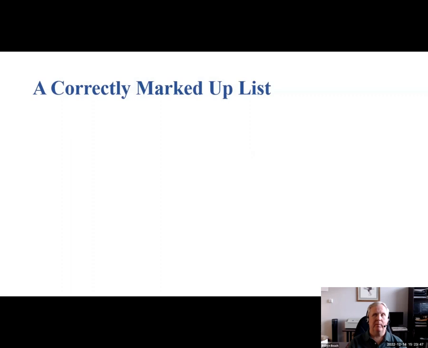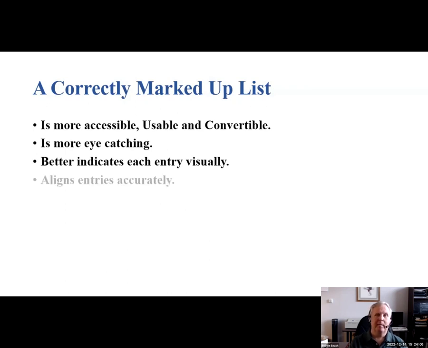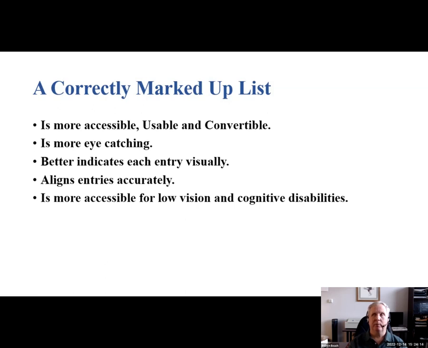A correctly marked up or structured list is more accessible, usable, and convertible to other formats. It is more eye-catching for your visual users. It better indicates each entry visually. It aligns entries accurately throughout the whole list. It is more accessible for low vision and cognitive disabilities, and is certainly more accessible for screen reader users.